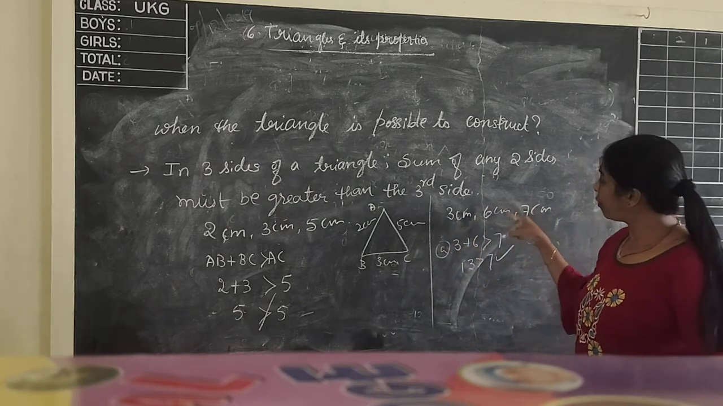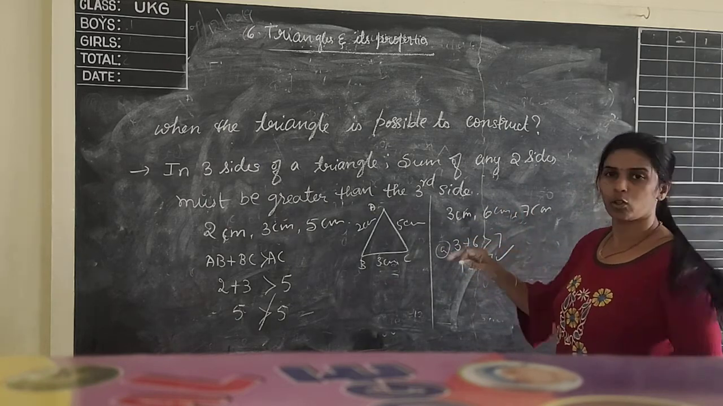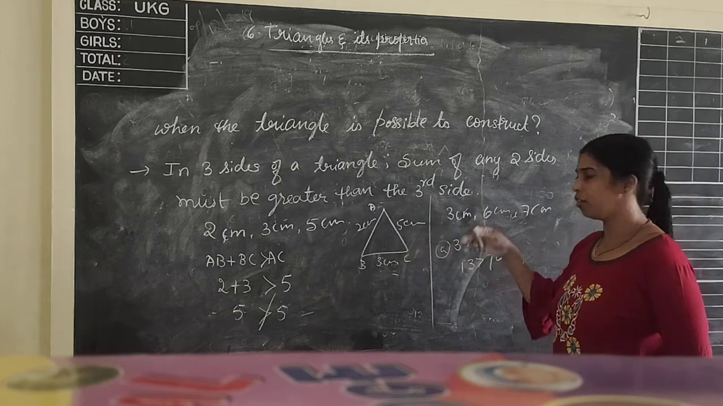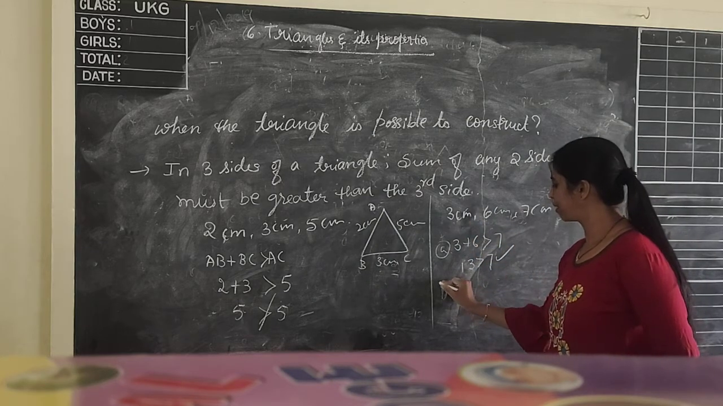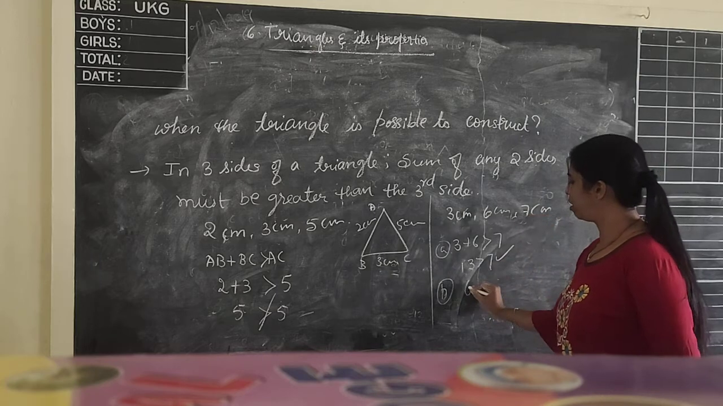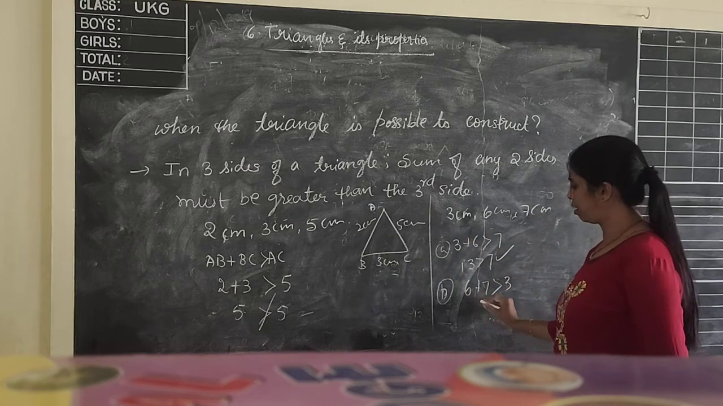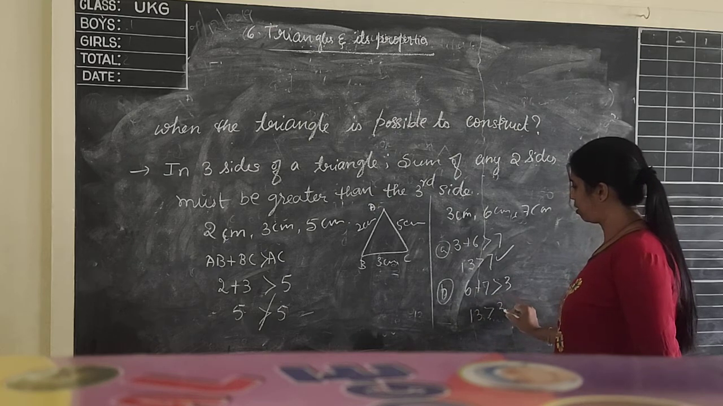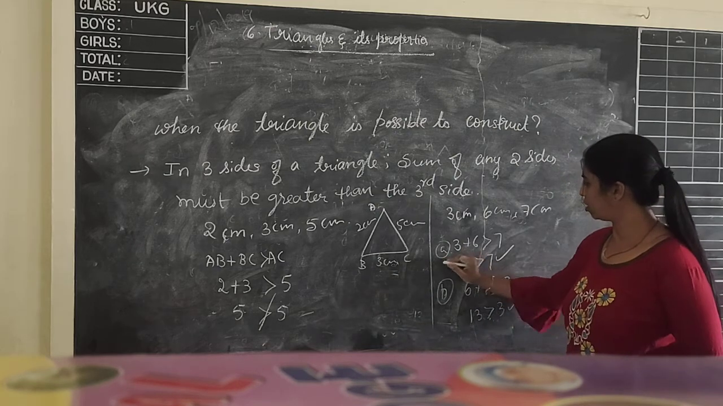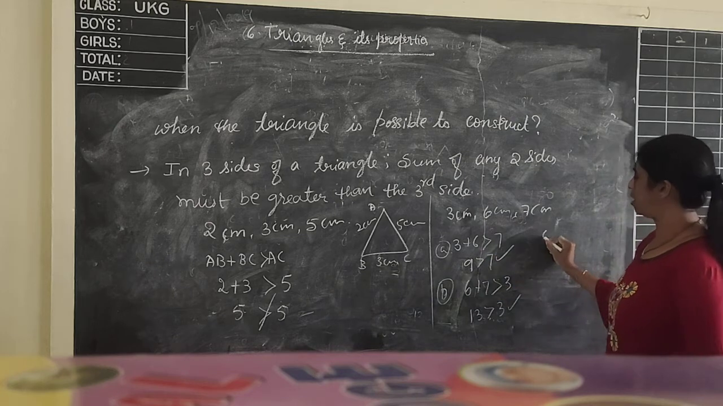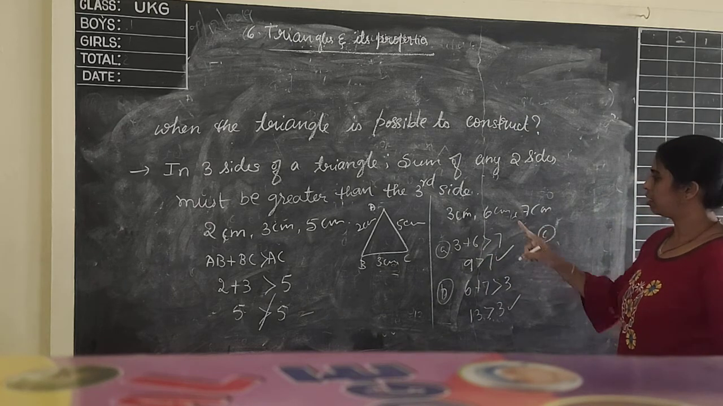All everything you have to check. If the first one failed, no need to check the other. If not failed, you have to check other things. Say B. These two I like. 6 plus 7 must be greater than the third. So third is 3. 13. Yeah, correct. This is not 13, sorry. This is 9.